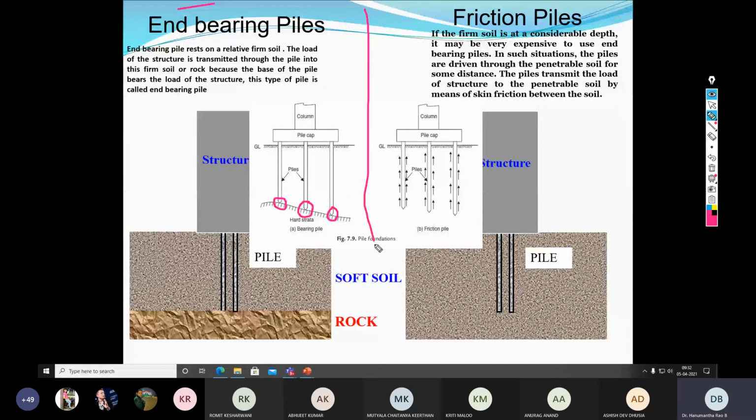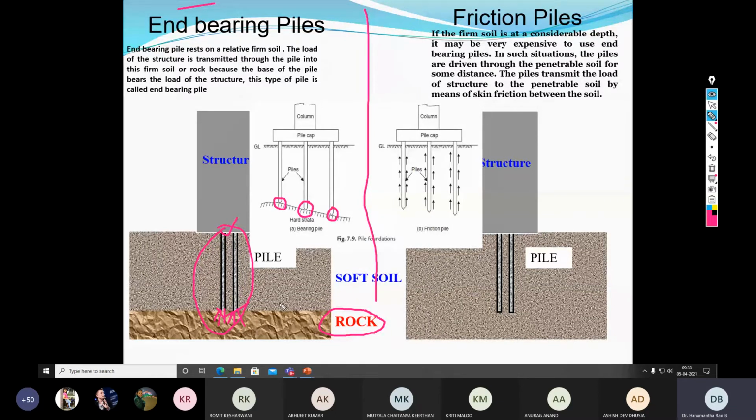Now alternatively, suppose the pile is simply hanging in the soil. Here, if you see the left side diagram, you can establish a connection between the superstructure and the hard stratum. There is a direct connection, and thereby we can presume that the load gets transmitted only through the tip of the pile, and at the tip of the pile a hard stratum such as rock exists. Rock is a hard stratum; it can directly take any amount of load transmitted from the pile. So there is no problem.